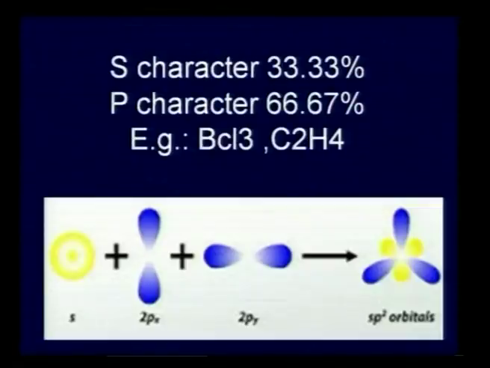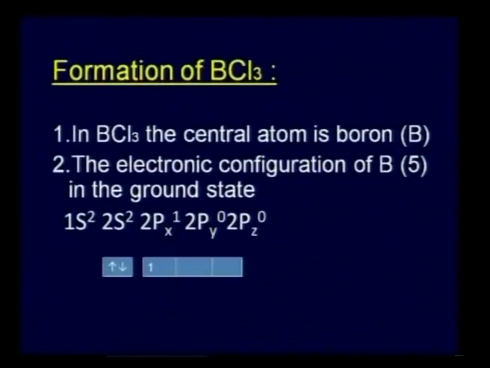Observe this diagram. Here the 1s orbital is involved, the 2p orbitals are involved, and they give 3 identical hybrid orbitals. Now we are going to see the formation of boron trichloride. In boron trichloride, what is the central atom? The central atom is boron. And what is the atomic number of boron? The atomic number of boron is 5.